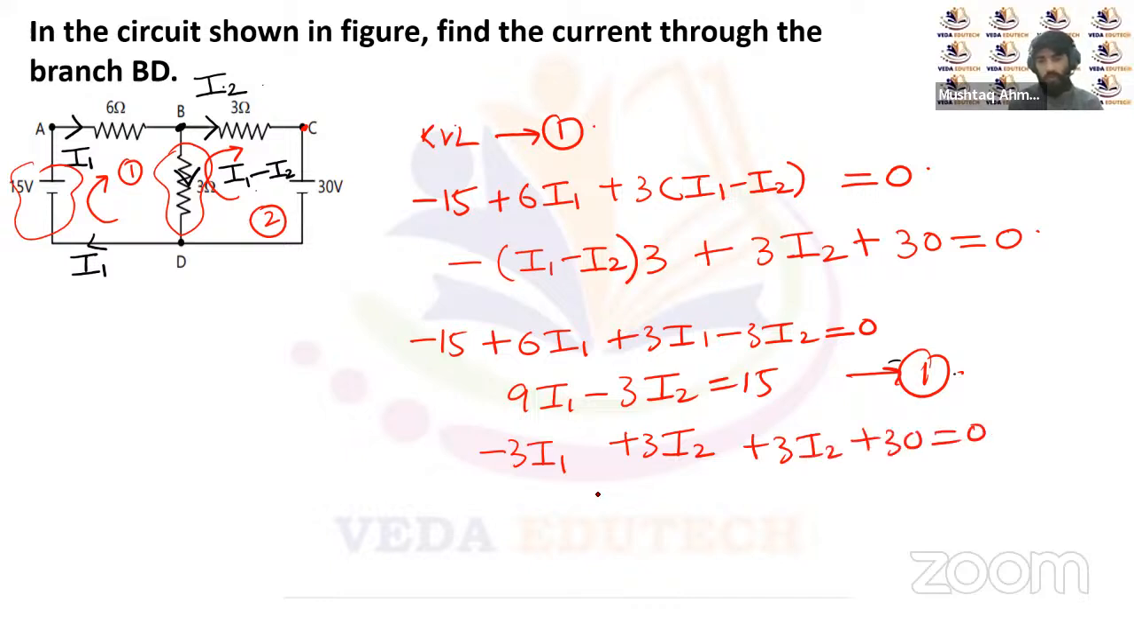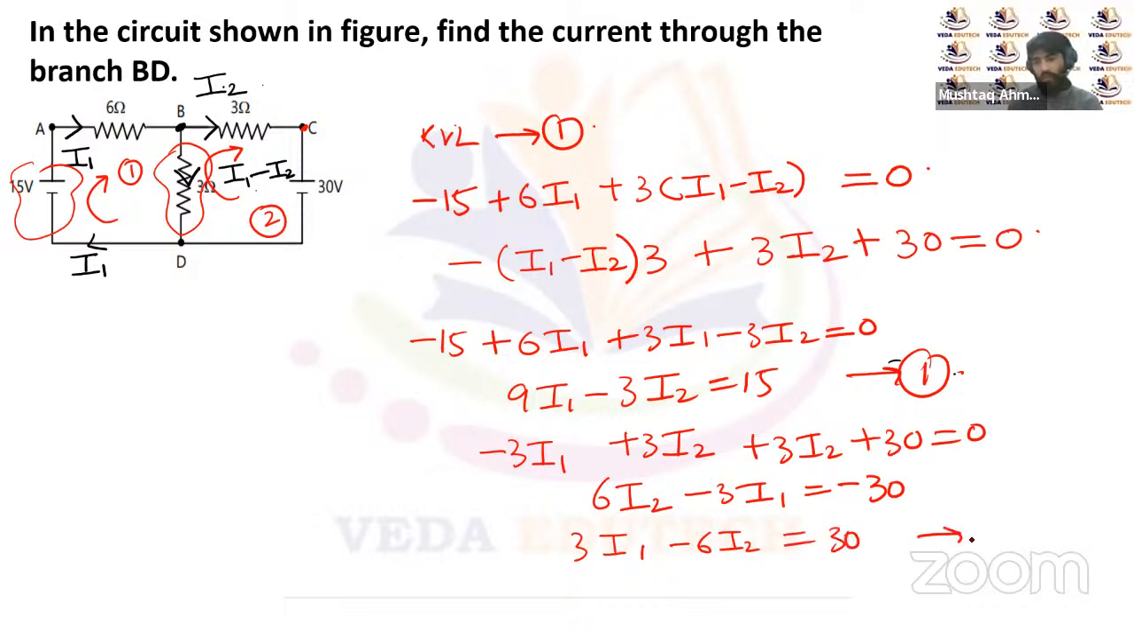So it means that we have 6I2 minus 3I1, that's equal to minus 30. Or we can write it as minus 3I1 minus 6I2, that's equal to 30. Let me call this the second equation. Now we have two linear equations: 9I1 minus 3I2 equal to 15, and this equation.